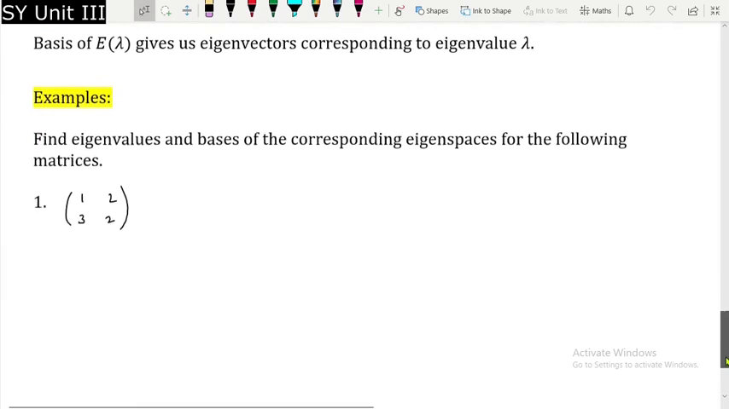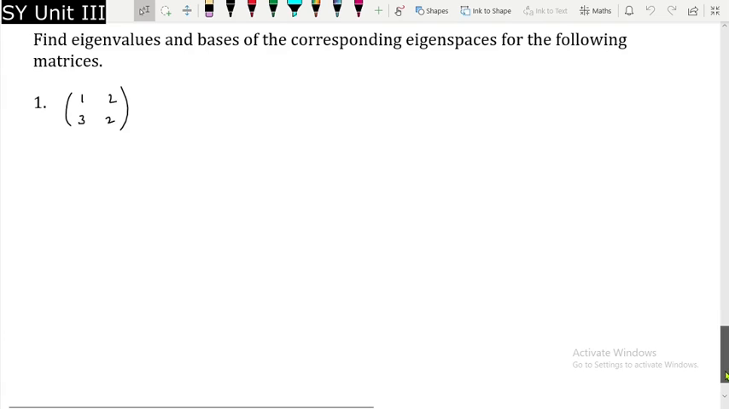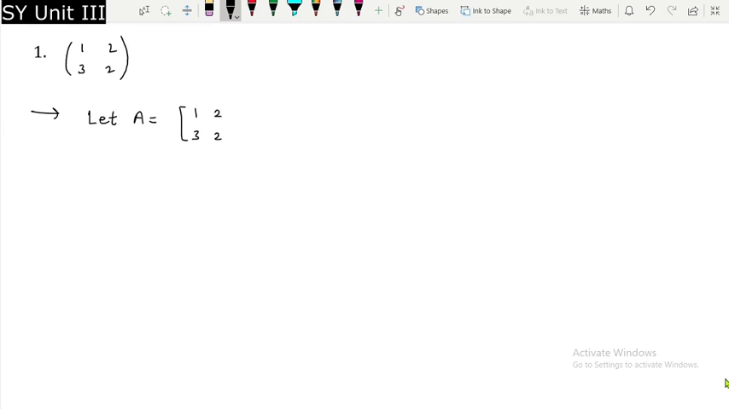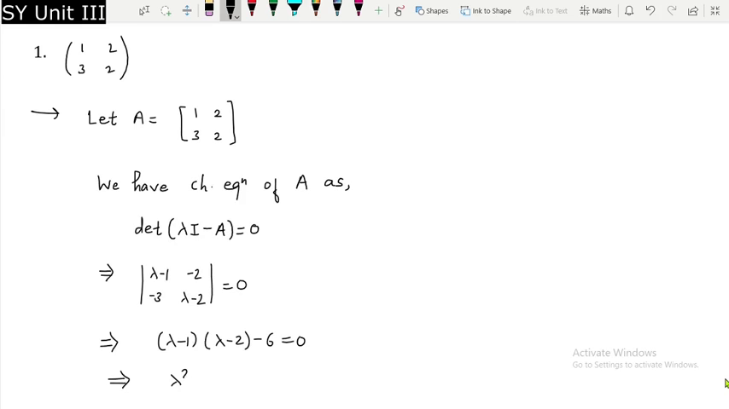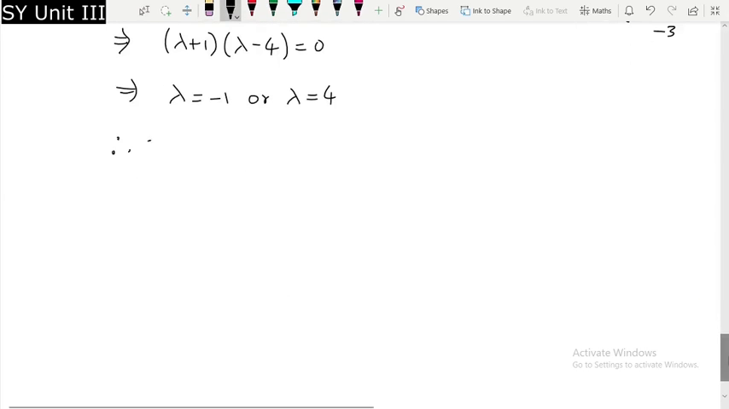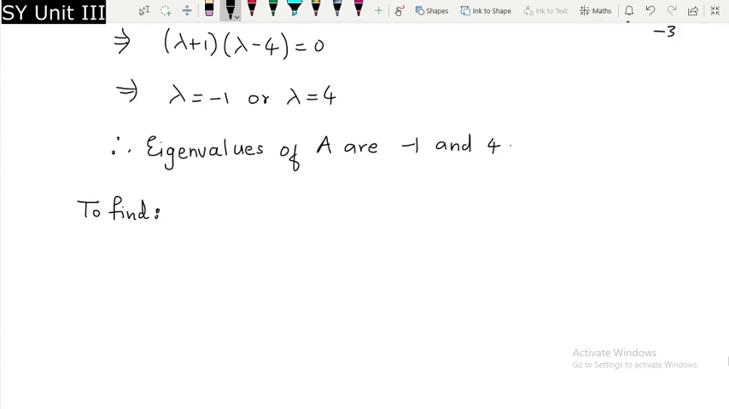And let us go for a few examples. In these examples, we have to find the eigenvalues and the basis of the corresponding eigenspaces for the following matrices. So first of all, the simple matrix 1, 2, 3, 2. I will give it a notation. I will select A is equal to 1, 2, 3, 2. And we know the characteristic equation is given by... First of all we'll find eigenspaces, and from those eigenspaces we'll find the basis of the eigenspace, and once we get the basis of the eigenspace, we'll get the eigenvectors.